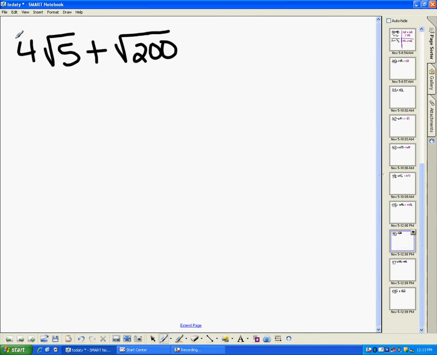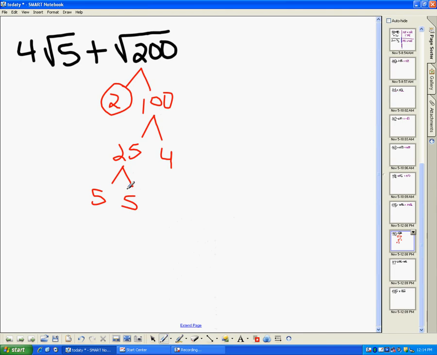Now there are going to be times, such as in this problem here, where you can simplify some more. So we've got 4 square root of 5 plus square root of 200. Well, I'm going to simplify the square root of 200. And remember, we simplify radicals by finding the prime factorization of the number and rewriting it. So 200 is 2 times 100. The 2 is prime, so I circle it. 100 is equal to 25 times 4. Neither one of those are prime. 25 is equal to 5 times 5. Circle that. 4 is equal to 2 times 2, and they're both prime, so I circle them.